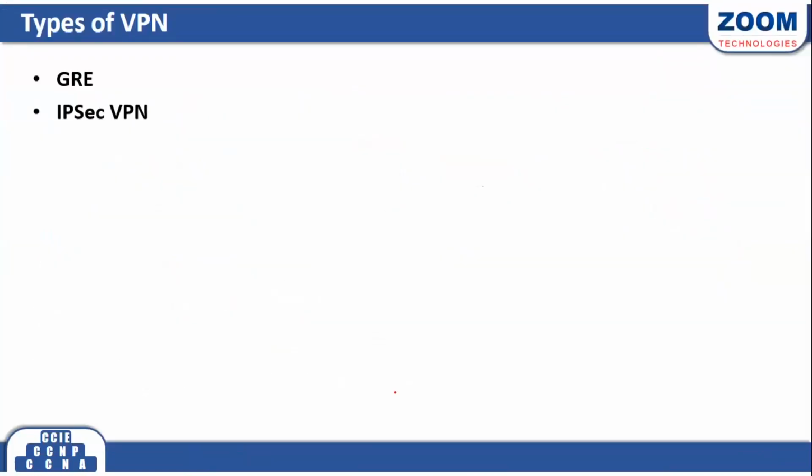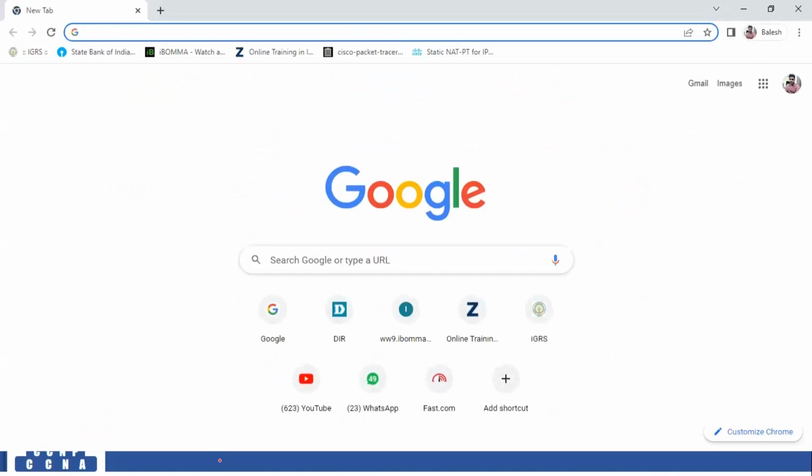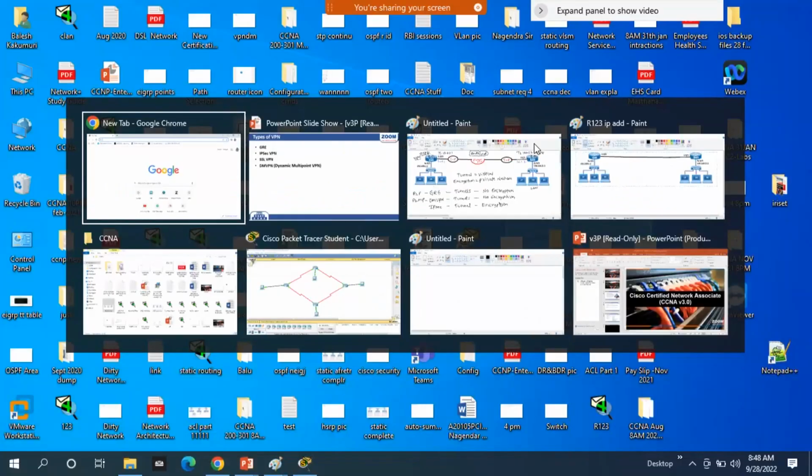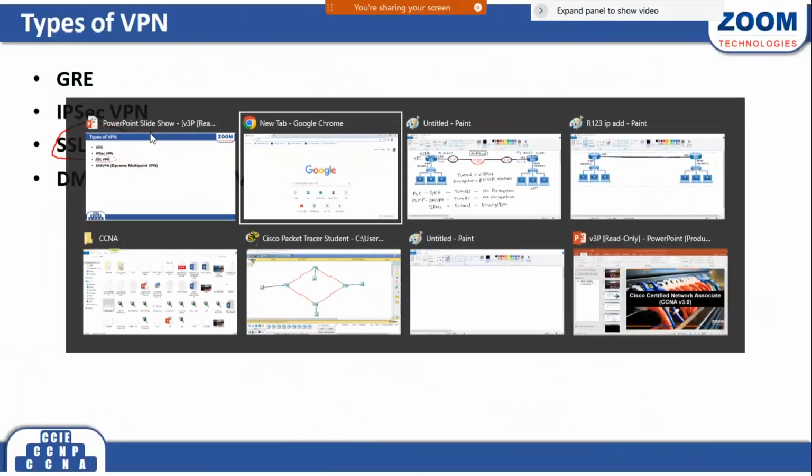GRE, IPsec VPN, SSL VPN, Secure Socket Layer, DMVPN. SSL VPN: all web applications are created with SSL VPN. Like your web browser, through a web browser you're accessing all websites, right? So this web browser is inbuilt with which one? SSL VPN.